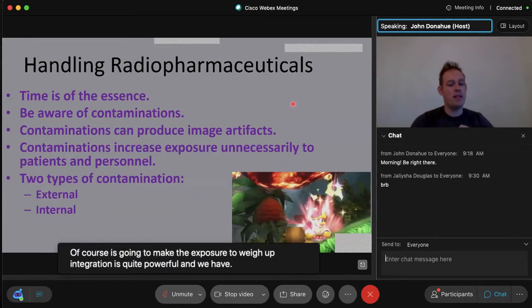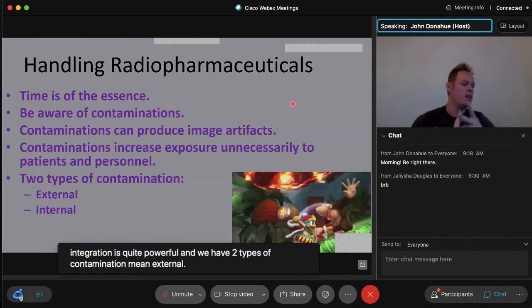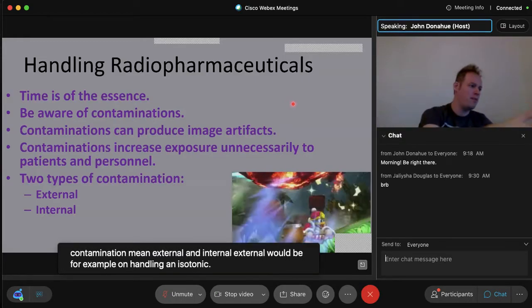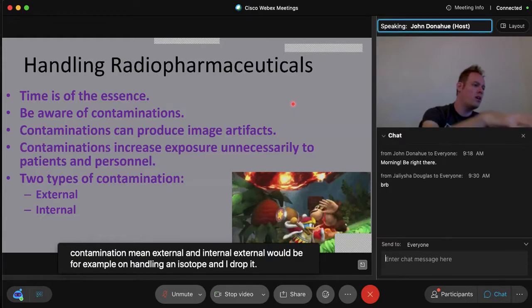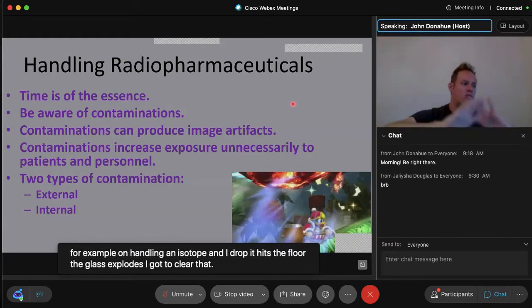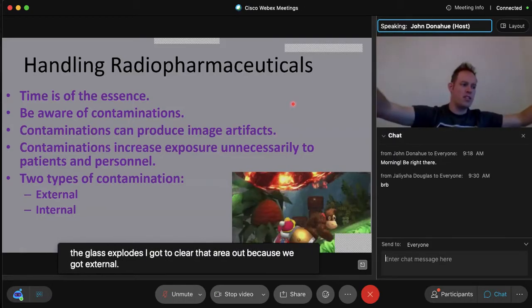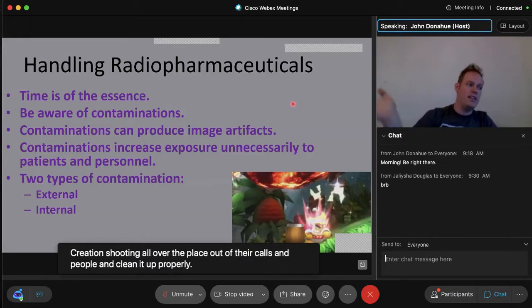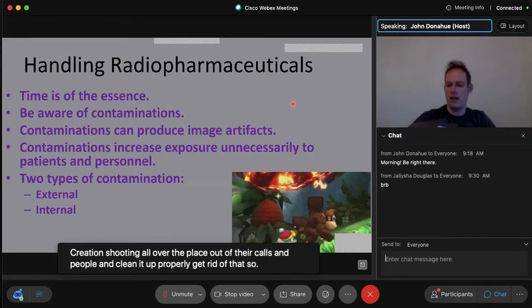And we have two types of contamination. We have external and internal. Of course, external would be, for example, if I'm handling an isotope and I drop it, it hits the floor, the glass explodes. I've got to clear that area out because we've got external gamma radiation shooting all over the place. We've got to get everyone out of there. They've got to call some people in to clean that up properly, get rid of that isotope, and clear that area of residual radiation.